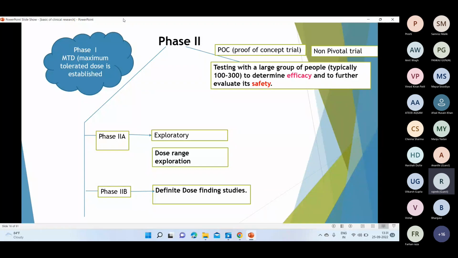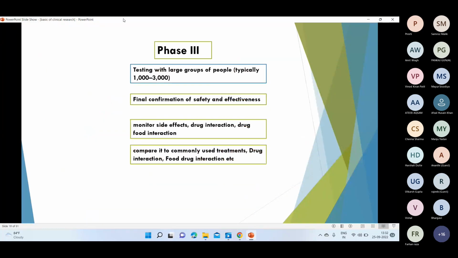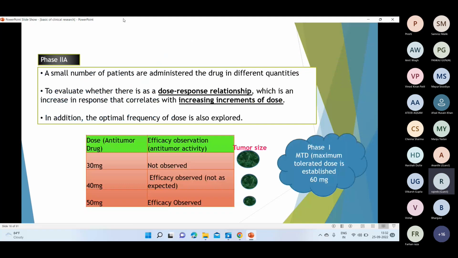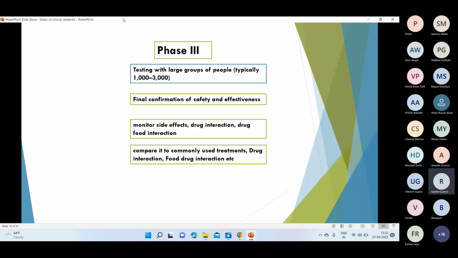Okay. Now again, phase 2 is divided in two parts. So we will discuss the further division of phase 2 in our detailed classes. Now I'm going to phase 3. So in phase 2, we have determined the efficacy, how well the drug is working. In phase 1, we have determined the safety. Okay. In phase 3, we will further confirm. What we will further confirm? We will further confirm the safety and effectiveness.